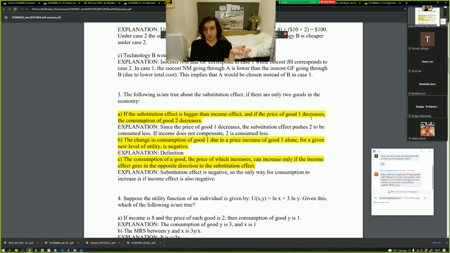The change in consumption of good 1 due to a price increase of good 1 alone, for a given level of utility. Yeah, I mean, what a detailed explanation. Definition. This is a great mark scheme. The change in consumption of good 1 due to a price increase of good 1 alone.